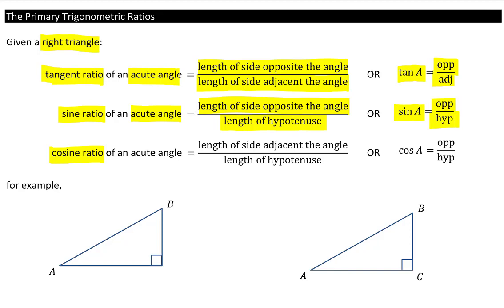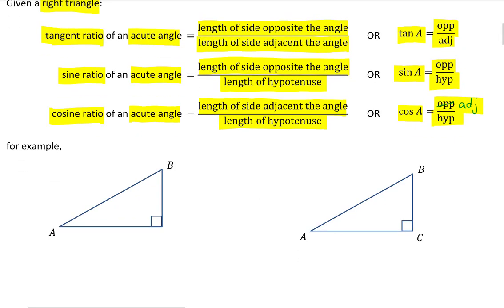And finally, the cosine ratio of an acute angle is the length of the side adjacent to that angle divided by the length of the hypotenuse, or cosine A equals adjacent over hypotenuse. So there's a mistake there. So adjacent over hypotenuse.